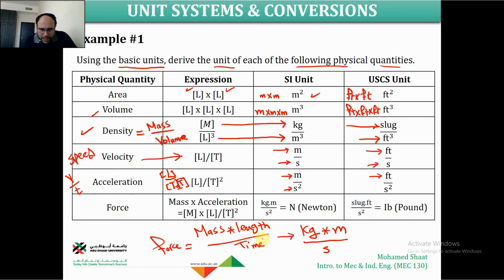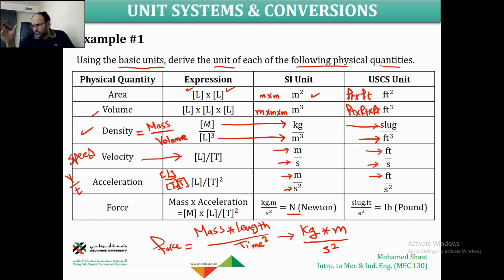I'm sorry, this should be time squared, because the acceleration should be length over time squared. So that's why this should be second squared. So it's going to be kilogram times meter over second squared. This is the basic unit for the force. So what is the basic unit for the force in the international system? It is kilograms times meter per second squared. This is equivalent to Newton.